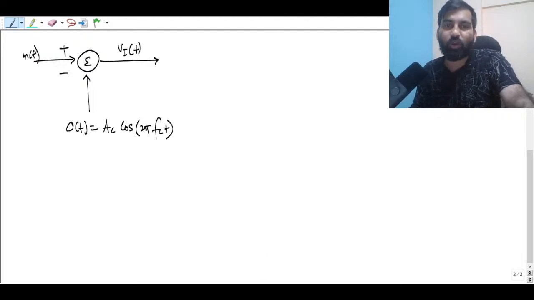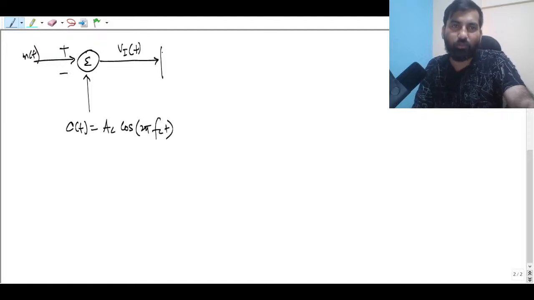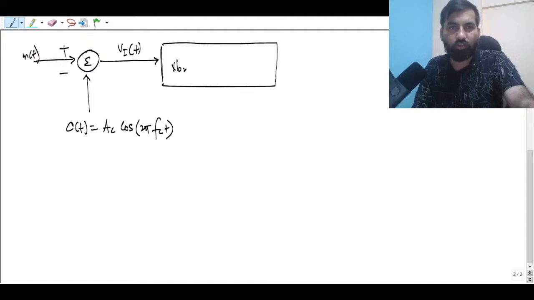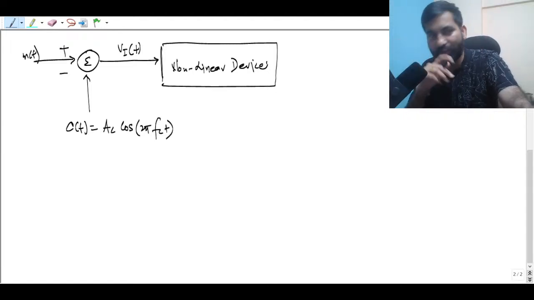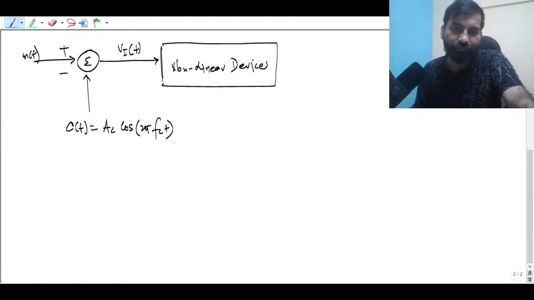Then the next block is going to be a non-linear device, guys. So the square law modulator will have a non-linear device. I think many of you might be familiar with a non-linear device, right? So a non-linear device will be there.